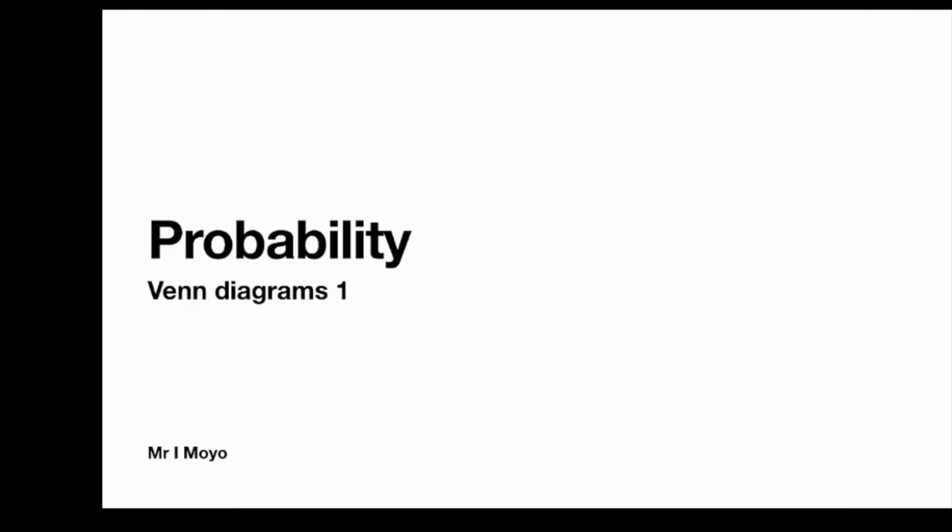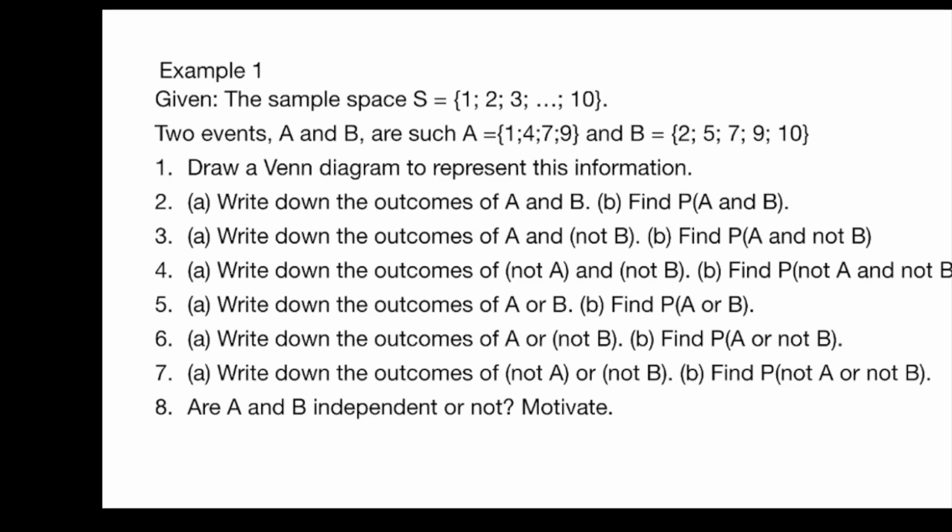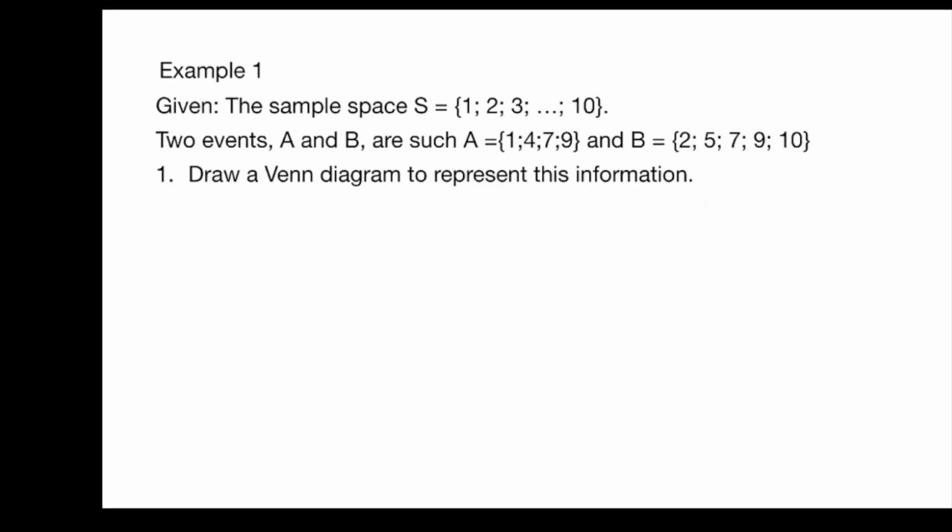Let us look at how Venn diagrams can help us solve probability problems. We're trying to answer those questions there. Let's take them one at a time. The sample space S has those outcomes 1, 2, 3, 4, 5, 6, 7, 8, 9, 10. And then there are two events A and B.